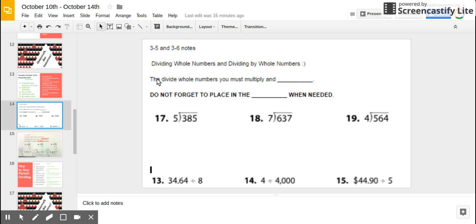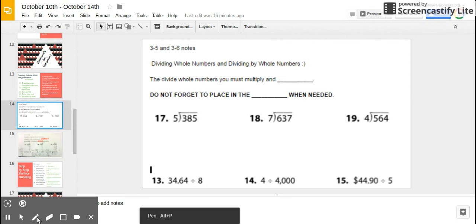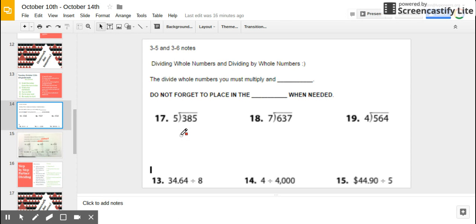This is supposed to say 2. But to divide whole numbers, you must multiply and subtract. So subtract goes right here. And then do not forget to place in the decimal when it's needed. Okay, so you should know how to do 17, 18, and 19.